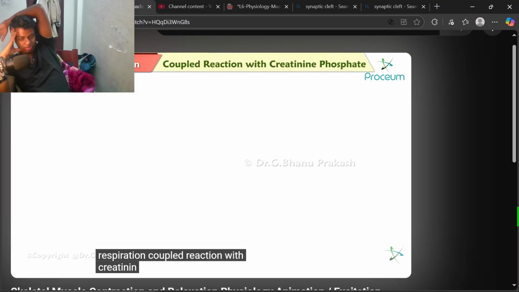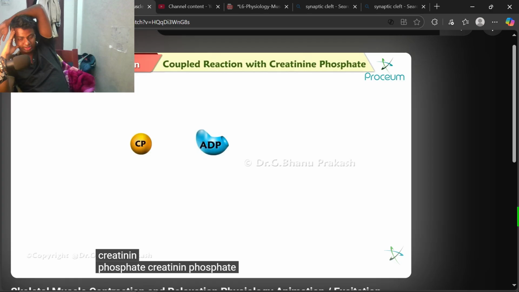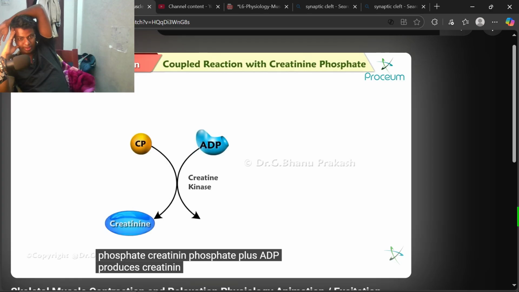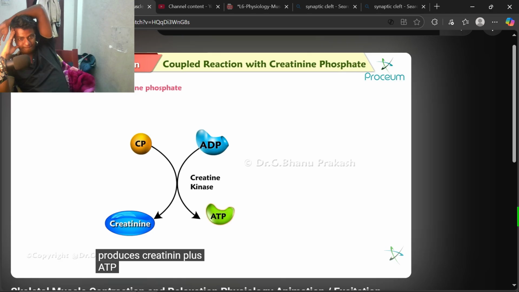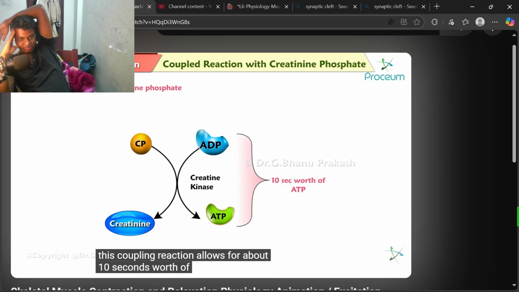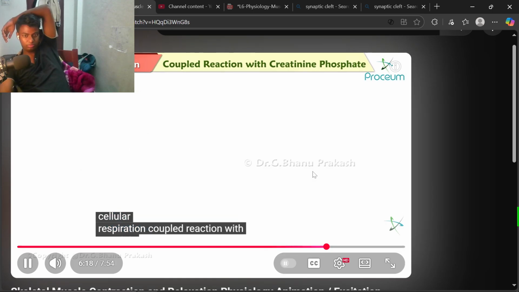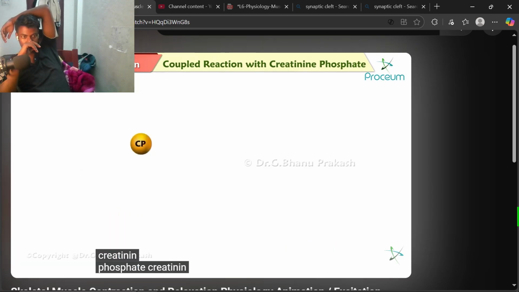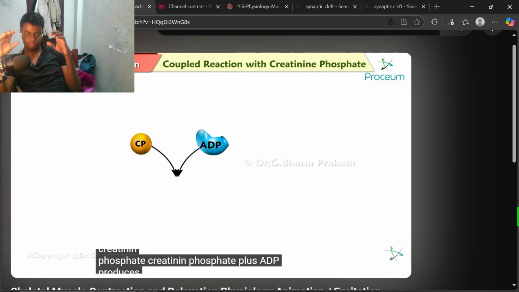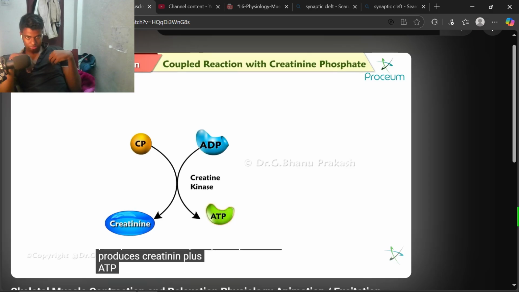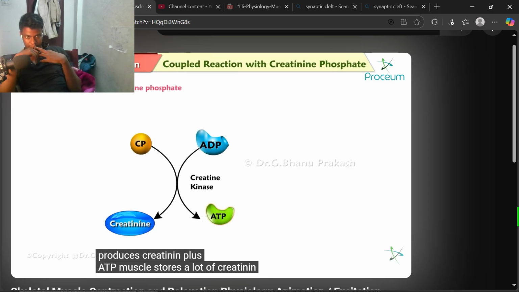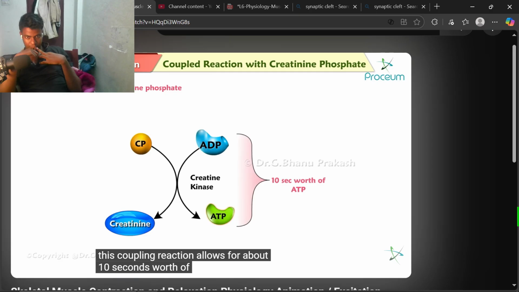Coupled reaction with creatinine phosphate: creatinine phosphate plus ADP produces creatinine plus ATP. Muscle stores a lot of creatinine phosphate. This coupling reaction allows for about 10 seconds worth of ATP.